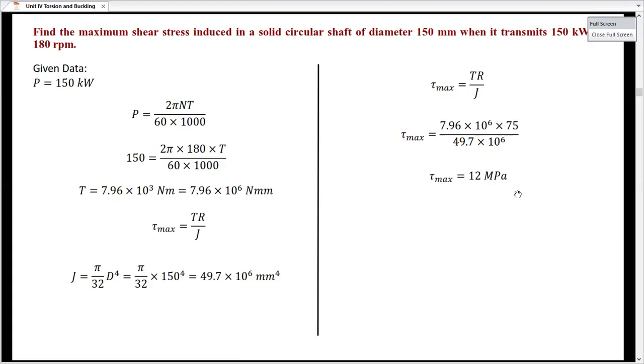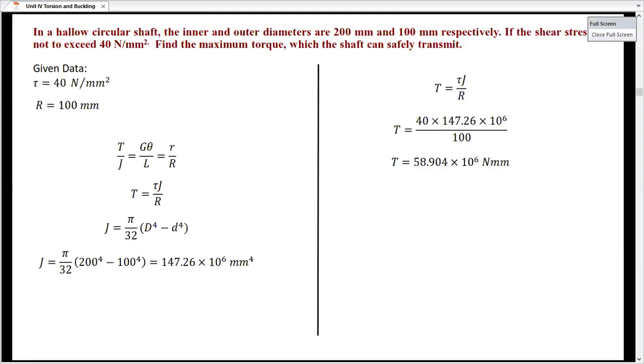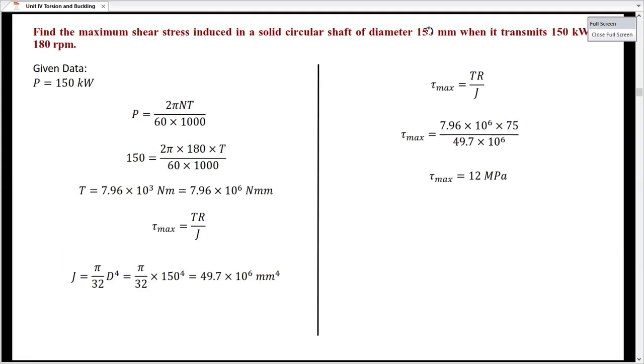So in this way, in today's session, we discussed how to calculate the value of torque, how to calculate shear stress, and how you can calculate length. Okay. So this is all about the first session on torsion. Thank you all.